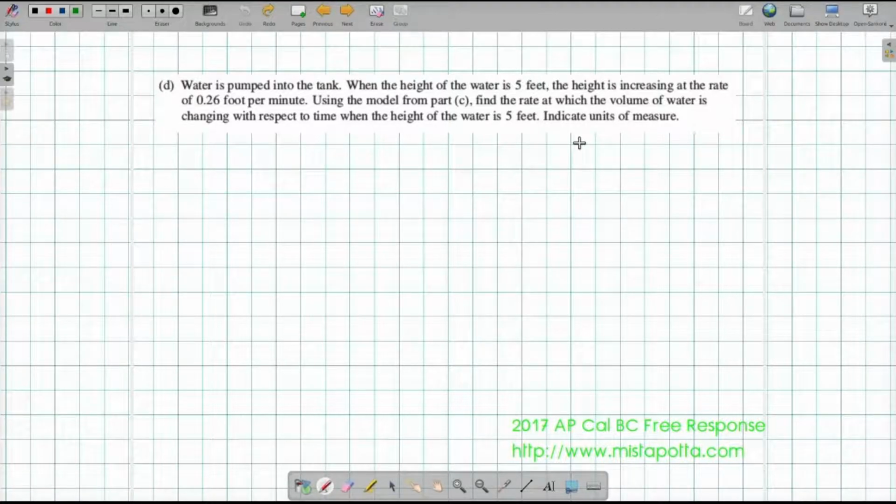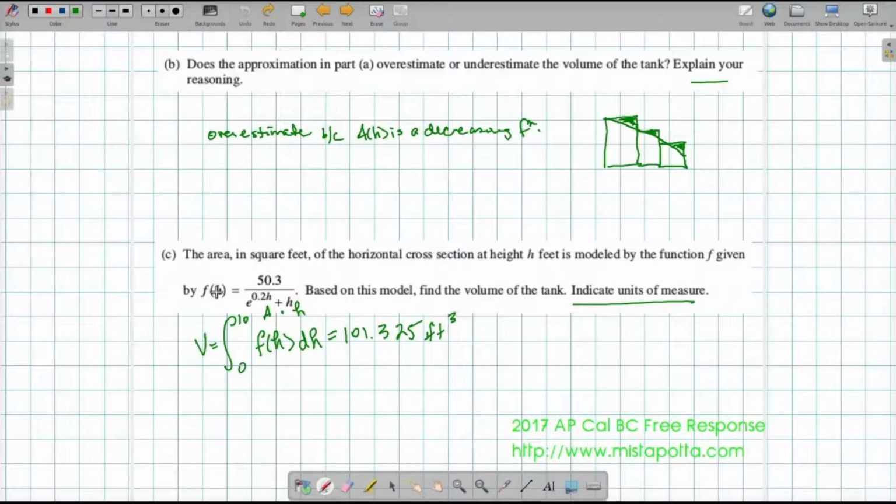So what we're looking for here is the change in volume with respect to time. And because of the chain rule, that's going to be the change in area with respect to height times the change in height with respect to time. Now I know this change in height is this 0.26 foot per minute. And from the previous problem, we know that our area is given by this formula.